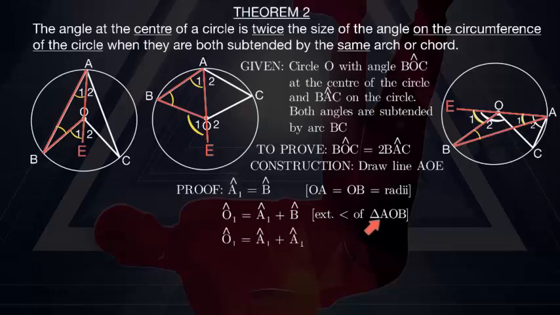Then we can simply go and say that angle O1 is equal to angle A1 plus angle A1. Now why 2 angle A1s? Because angle B is equal to angle A1 as we showed earlier. So we just substitute that B with angle A1. And now we can show that angle O1 is equal to 2 angle A1s. So we're halfway there, because angle O1 is half of BOC and this half is equal to 2 of those.